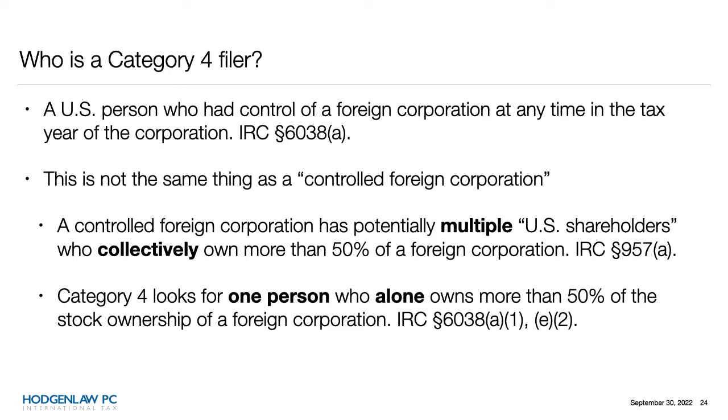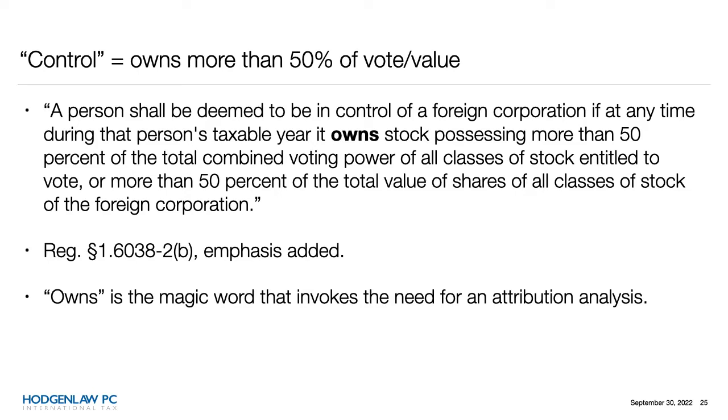But Category 4 is phrased in this way, and treat it this way, and don't jumble it up in your head. Just remember that we're looking for a generic U.S. person, and we're looking at a generic foreign corporation, and we're looking at the more than 50% threshold for ownership. And the reason we're looking for ownership is because it's a proxy for control.